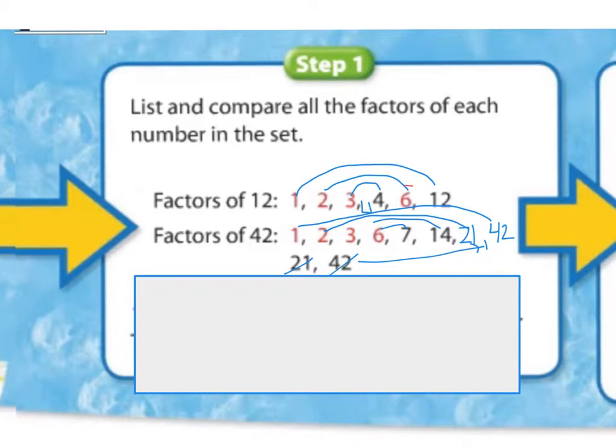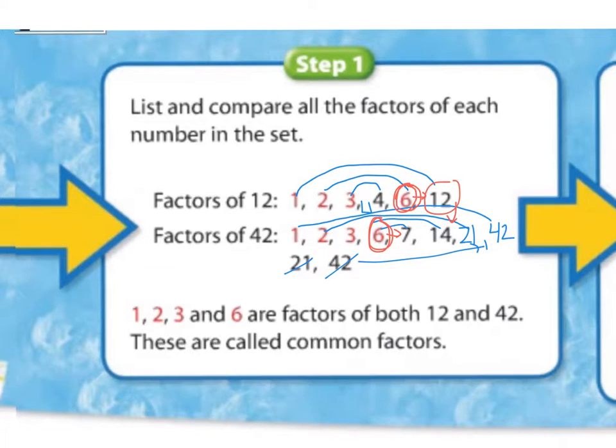Well, I see a 6 here, and I also see a 6 here. There's no number bigger than 6 that's a factor of both. There's 12 here, but this one doesn't have 12, and we want them to be in common, which means both of them have it. So 6, in this instance, would be called our greatest common factor. But specifically, 1, 2, 3, and 6 are common factors.